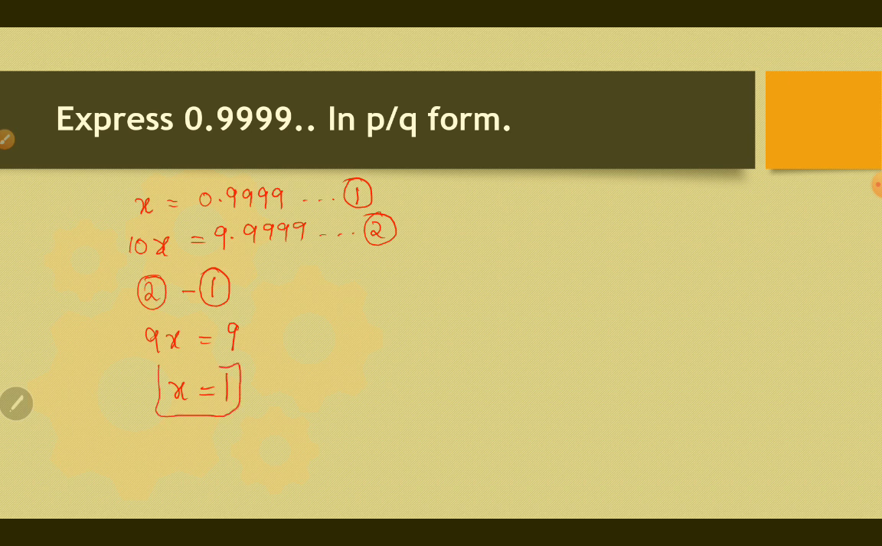What? x is equal to 1? How is that answer possible? Because 0.99999... is very close to 1, which is approximately equal to 1. That's why.